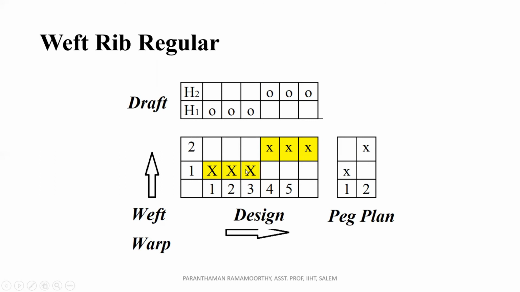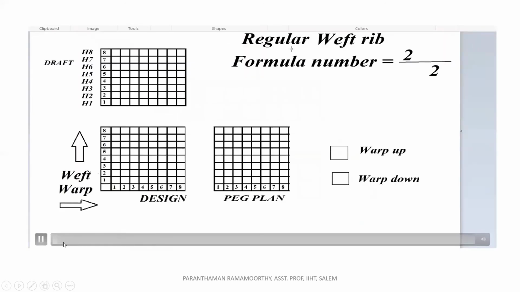In the first pick, the first three ends are lifted up, and in the second pick, the last three ends are lifted up, and the peg plan is the same as the plain view. This video shows regular weft rib.